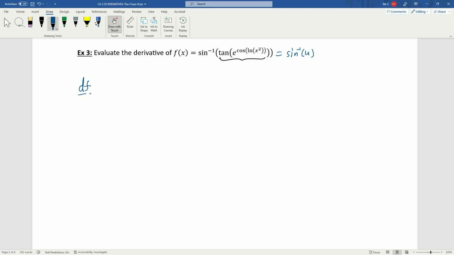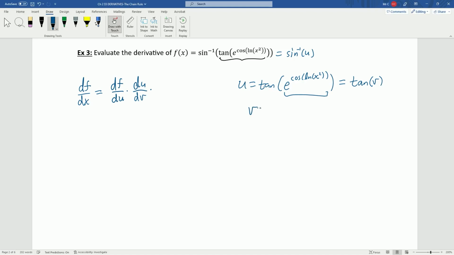So I want the derivative of f with respect to x, but I'm going to start with df du. Now I have to look at the function u. U equals tangent of e to the cosine of ln of x squared. Okay, so du d what? Well, I don't know how to deal with all this, but if I look at my outermost function, tangent, we can just make this tangent of v. Okay, well, I know how to deal with that, so du dv is pretty simple.